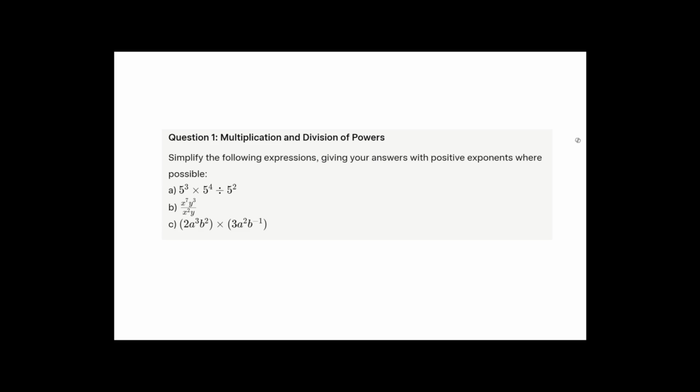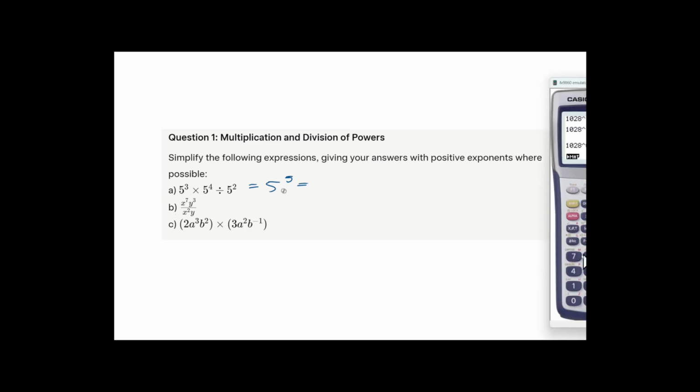So without much ado, let's jump in and solve these ones. So this one here, we are multiplying 5 to the 3 times 5 to the 4, dividing by 5 to the 2. Well, the base doesn't change. 3 plus 4 minus 2 is 5. And that's going to be 5 to the power of 5, 3,125.